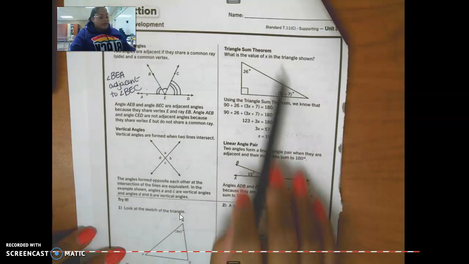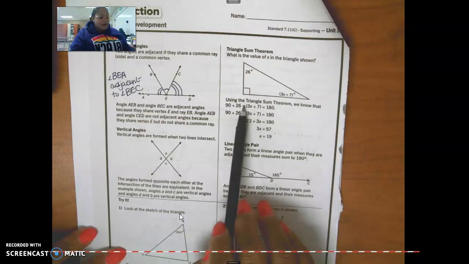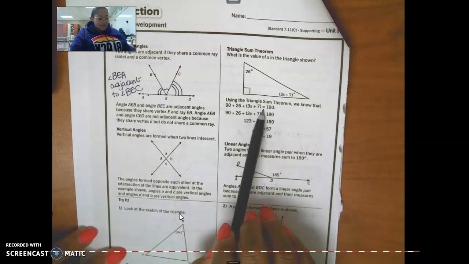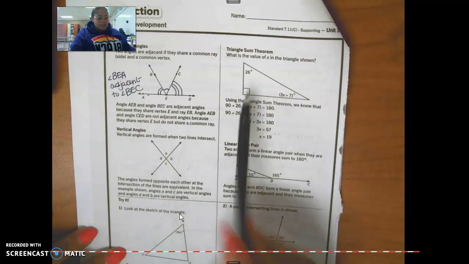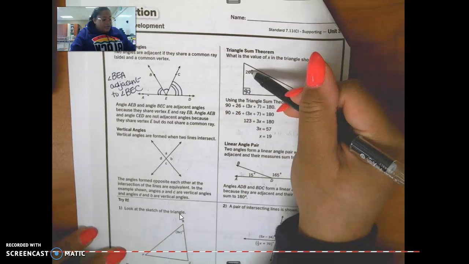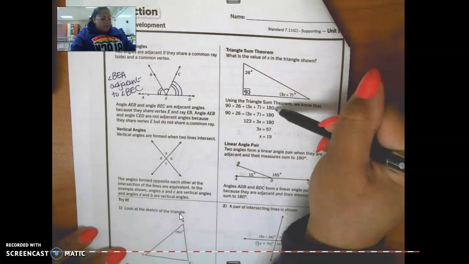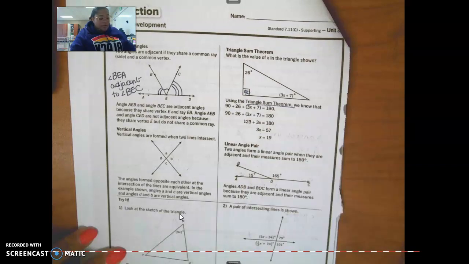Triangle sum theorem. Sometimes they won't give you a value of an angle. They want you to solve it, which we found the solution of two-step equations before, so they're combining this with geometry. They said 90 degrees, which is this angle right here. This little box here means 90 degrees. And they said 90 plus 26 plus 3x plus 7 equals 180, according to the triangle sum theorem that was just on the page prior.